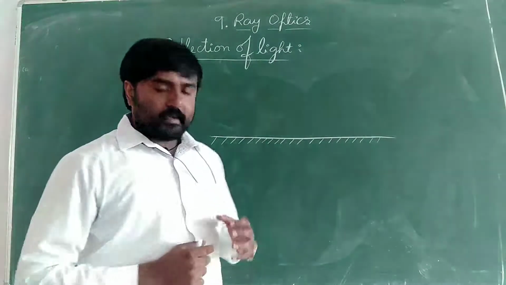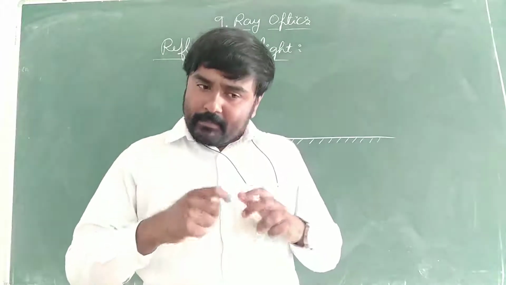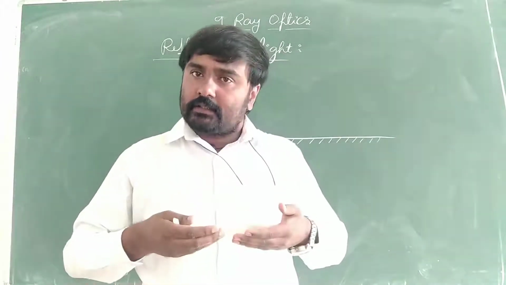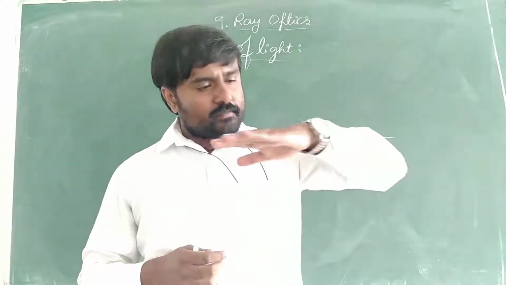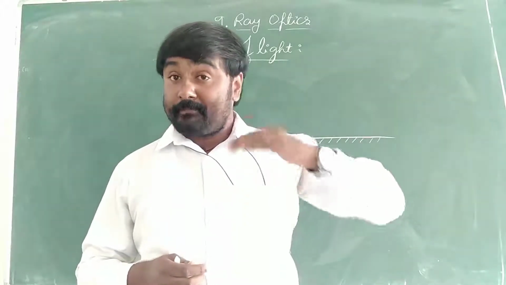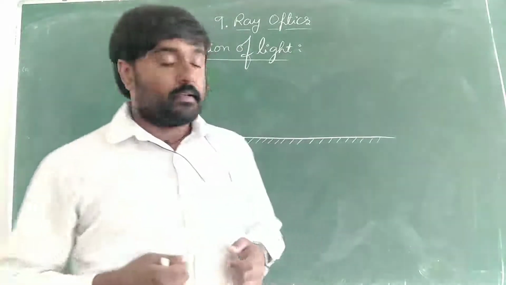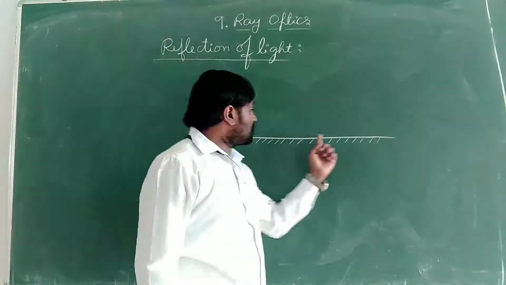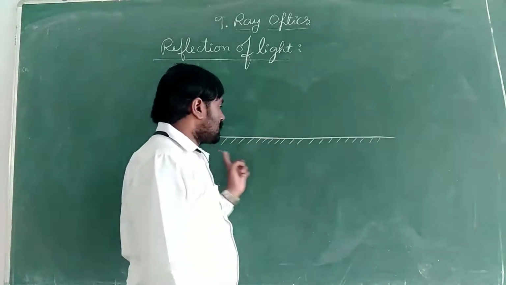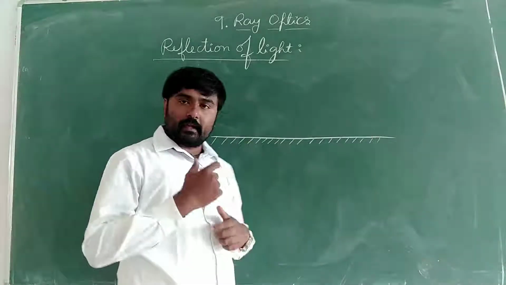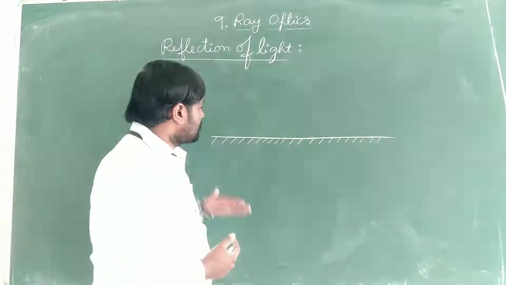A mirror is a smooth surface that is capable of reflecting the light. Mirror is a very smooth surface capable of reflecting the light. Actually this is a silvered surface, and so this is the opaque portion. Opaque means not transparent. Okay, so this is a plane mirror.